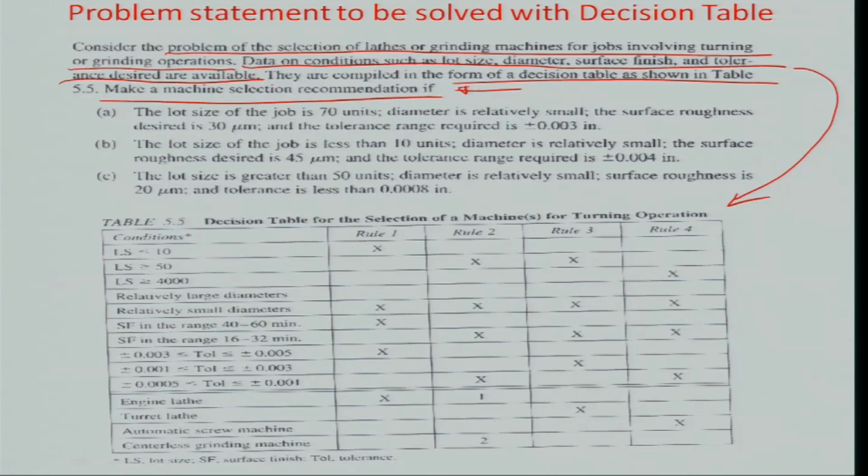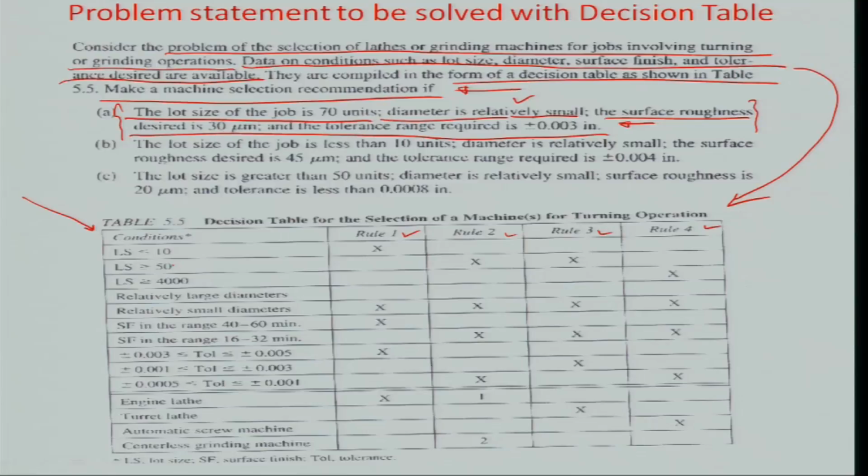You have been given some conditions here: the lot size of the job is 70 units, the diameter of the shaft that you are machining on the lathe is relatively small, the surface roughness desired is about 30 microns, and the tolerance range required is about plus minus 0.003 inches. In order to make this selection based on the conditions and the rules provided in the table, let us look through the table a little and find out what conditions these rules are designed for.